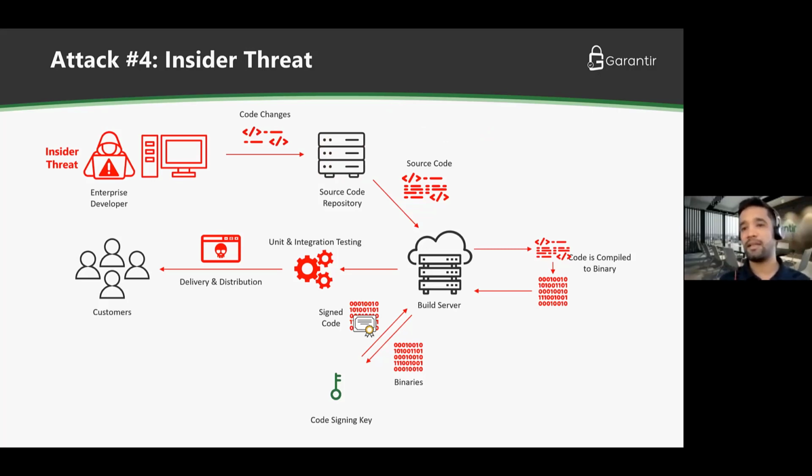And then the last is an insider threat. Now, the insider threat is really just a mechanism to do one of the other three attacks. Either you're going to get the insider to inject it in the source code repository, or you're going to get the insider to compromise the build server or just go to the build server and run a signing, or you're going to try to get the insider to steal the code signing key. So it's really just a special case of the other three.